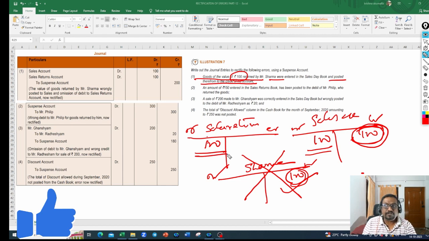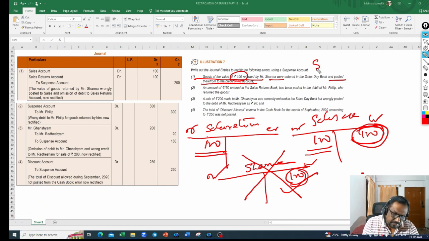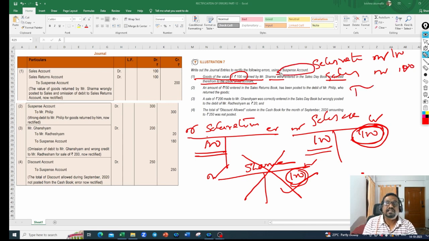So what entry are we supposed to do? We have to debit sales returns account, debit sales account 100 rupees, 100 rupees, and we need to use suspense account. He mentioned very clearly that for one-sided entries you start using suspense account. So sales returns account debit, sales account debit, to suspense account 200. That is the entry.